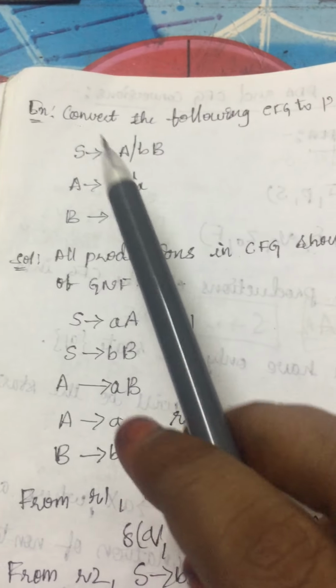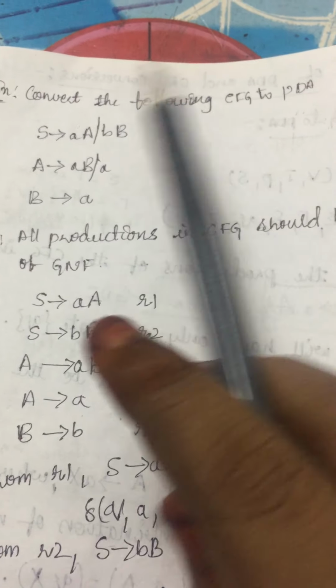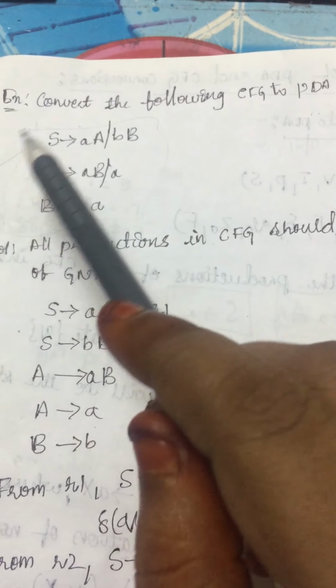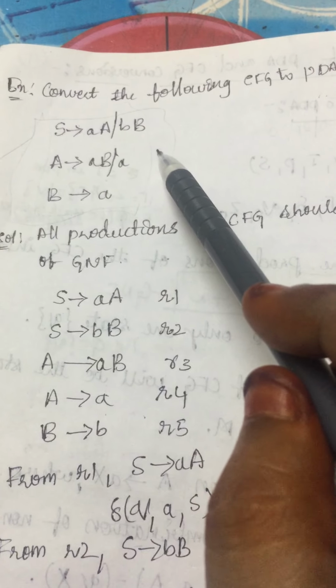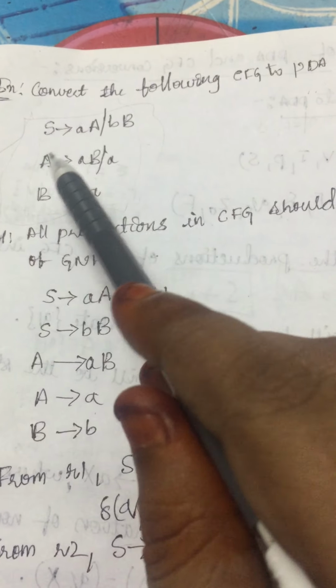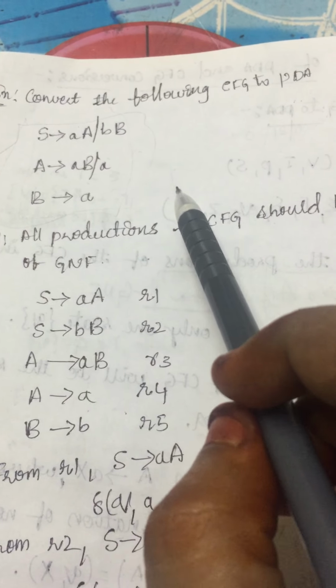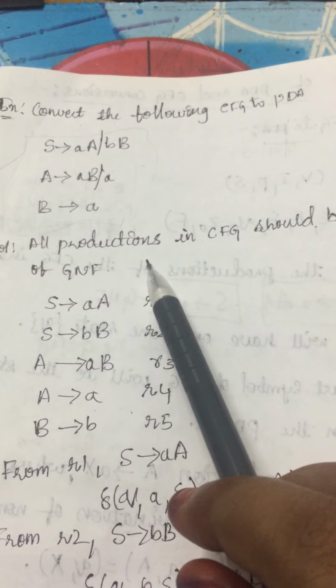Here let us consider an example. Convert the following CFG to PDA. This is a CFG. And first we need to check whether the productions of this CFG are in GNF or not. See, all the productions in the CFG should be in the form of GNF.